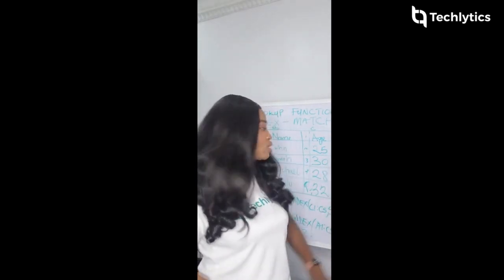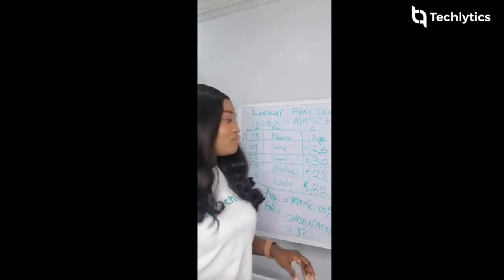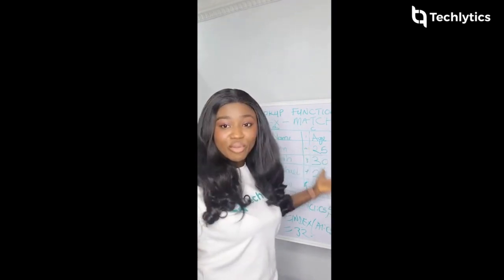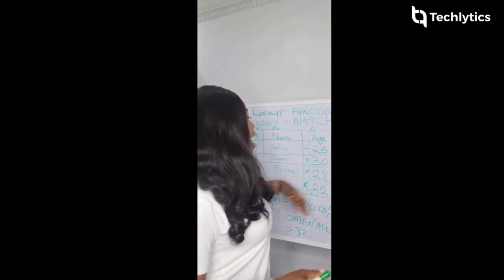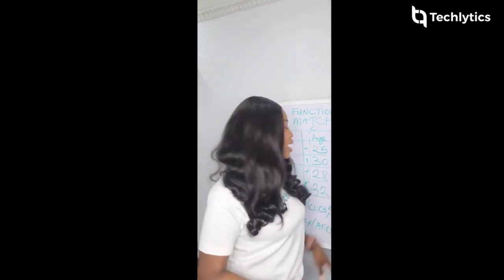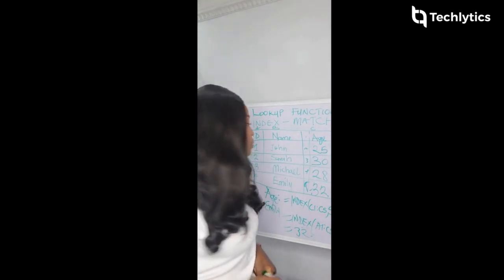Because MATCH has lookup value, lookup array, and all of that as its arguments. MATCH will basically ask you, what are you looking for? Then I can reference Emily, right? Because I'm looking for Emily's age. Lookup array, where should I look for Emily? And what's the match type? You basically tell it.